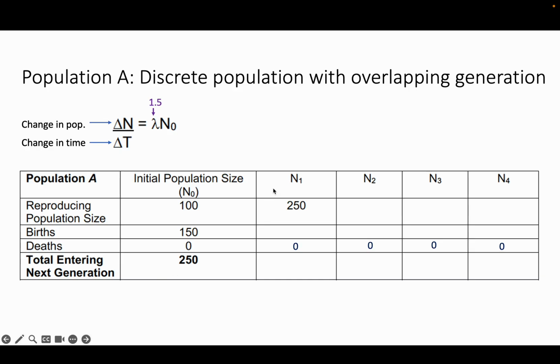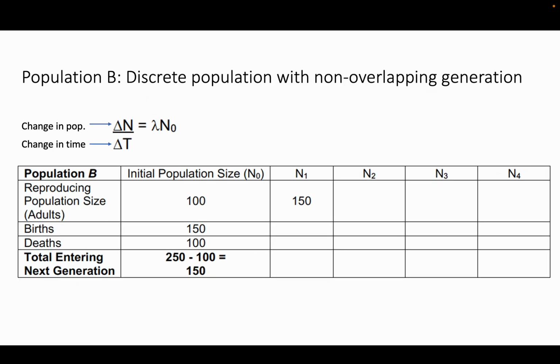So now 250 is going to go into our next starting population. To find the number of births, we take 250 multiplied by 1.5, the rate of growth, and that is 375. To find the total population, you take 250 plus 375, and that gives you 625. So 625 now is going to go into N2. This is a discrete population with overlapping generations where the parents are not dying. So go ahead and complete this entire population A by yourself at home, and once you're done, you can continue on to population B.